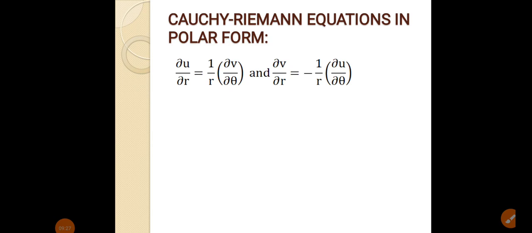In the next lecture we are going to learn examples. We will see examples of analytic functions related to Cauchy-Riemann equations.